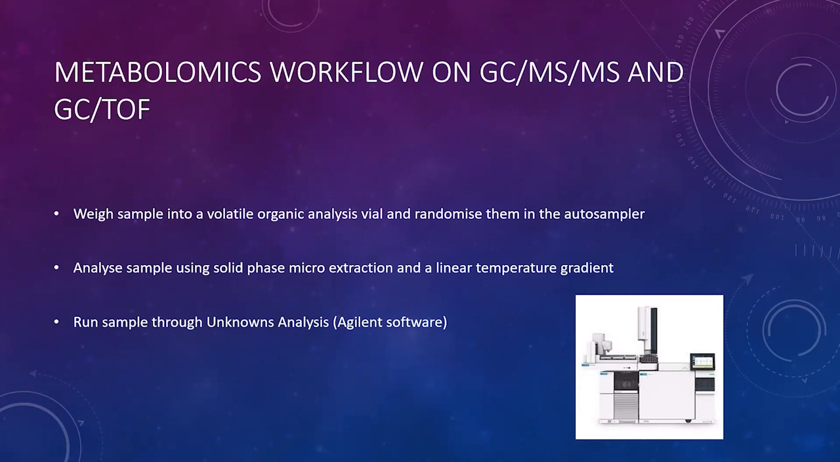And then what we do is we have a linear temperature gradient on the GC. It's very important to keep these gradients very simple so they can be reproducible over years and years of work, because some of these metabolomic studies will go on for 3 or 4 years. And what we do for the GC-MS is we run the sample through both the MS and the TOF for unknowns analysis.